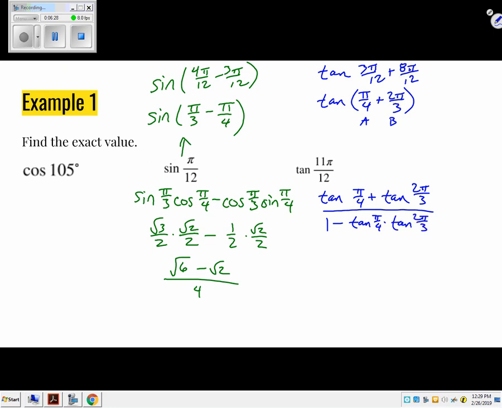So yeah, this isn't going to be too bad because tangent pi over 4 is 1. Tangent 2 pi over 3, I've got to get that out of the second quadrant. So that's going to be a negative square root of 3. And then I have 1 minus 1 times negative square root of 3. And that's going to give me 1 minus the square root of 3 still on top. Now on the bottom, I got a negative and a negative right here. It's going to give me a positive, 1 plus the square root of 3.